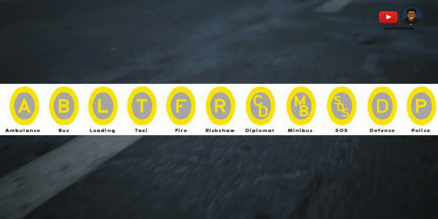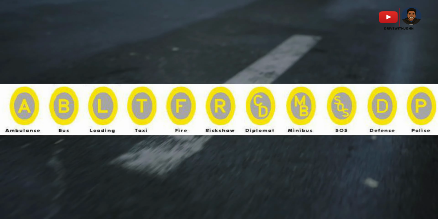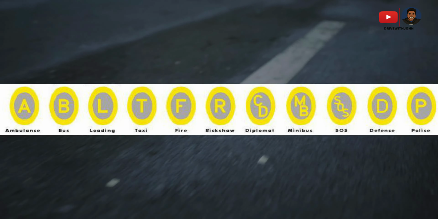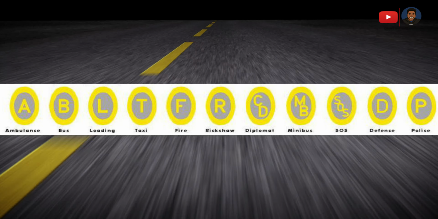These ones, you've got yellow circles, and then you've got your A, B, L, T, F, R, C, D, M, B, S, O, S, D, and P. What are these for? These are basically exclusive parking bay markings.